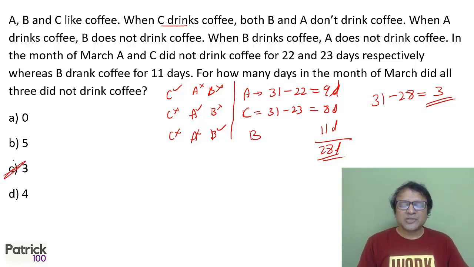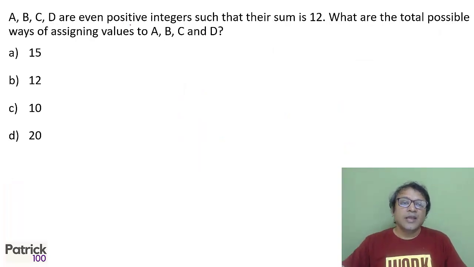Key is to understand the sum. Once you understand the sum, it becomes easier to solve the sum. A, B, C, D are even positive integers such that their sum is 12. A plus B plus C plus D, the sum is 12.